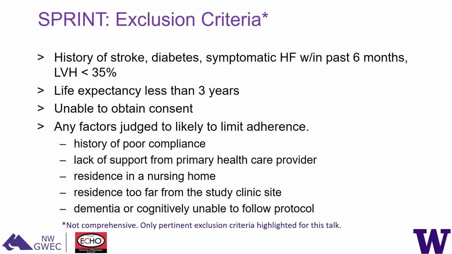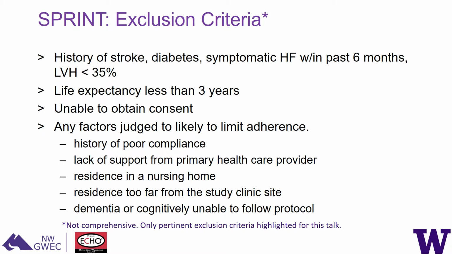They excluded people who were unable to consent, so that took away people with advanced dementia, and they excluded any people with a limited ability to have adherence. And so for those of you who practice in a nursing home, they excluded those individuals as well, because they wanted a population that could come into the clinic, get their blood pressure checked, and have routine monitoring as well.